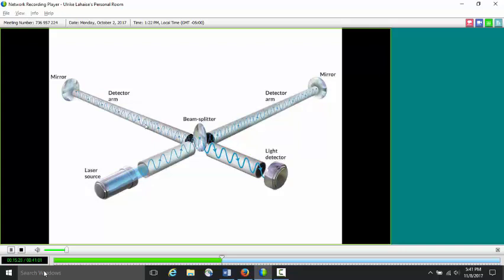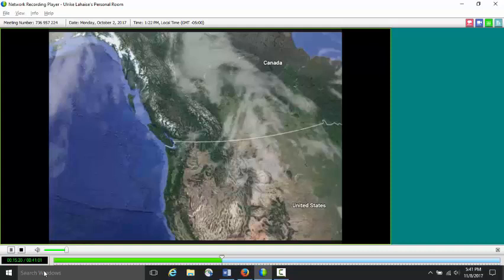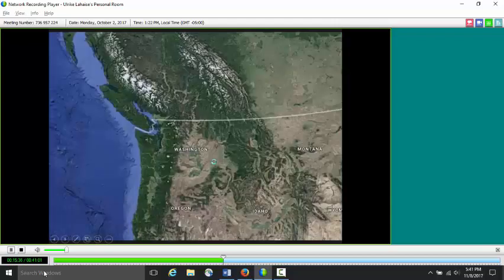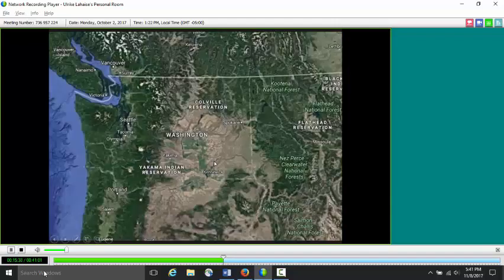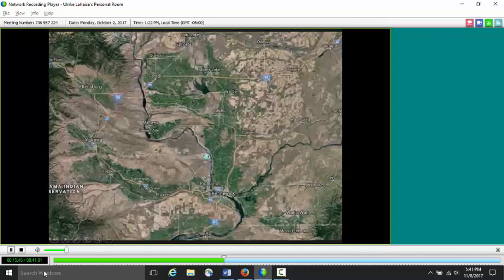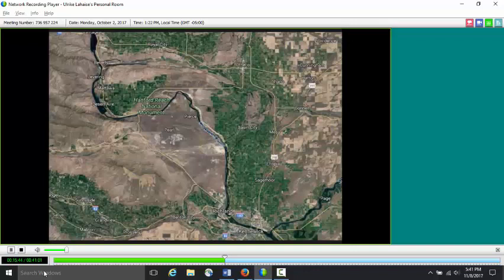And I'll show you where these things are. This is the northwest U.S., and if I zoom in, there's Washington State. Zoom in. There's one of them. It's the two legs of that thing. They're 4 kilometers long. This is near Hanford, Washington.